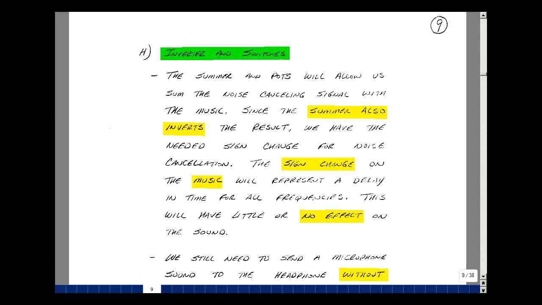Let's next take a look at the inverter and the switches. The summer and the pots will allow us to sum the noise canceling signal with the music. But since the summer also inverts, we won't need another sign change to do the noise cancellation. Now there will also be a sign change to the music. And what this represents is basically a time delay for all frequencies. So when you listen to the music, you won't notice the fact that everything's been delayed by a fixed amount of time. We still do need one more sign change.